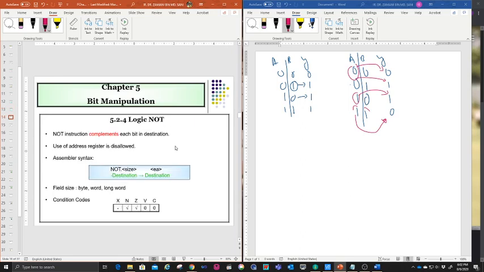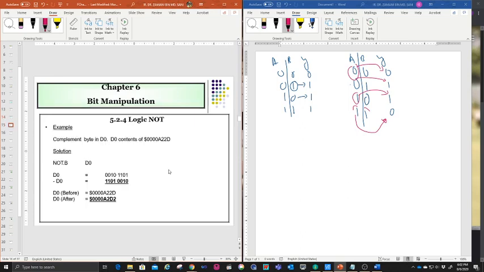Okay, next. NOT is very easy. NOT, the size of the value, and the effective address. So that's a very simple one. Let's look at the example. Complement byte in D0. Complement means actually you are going to have a NOT operation, means everything is going to be changed accordingly. So complement size byte in D0. D0 contains A0AD. So NOT the byte of D0. So it's going to be 2D only. This is going to be 2. This is going to be D. You have this value, so you're going to convert it.